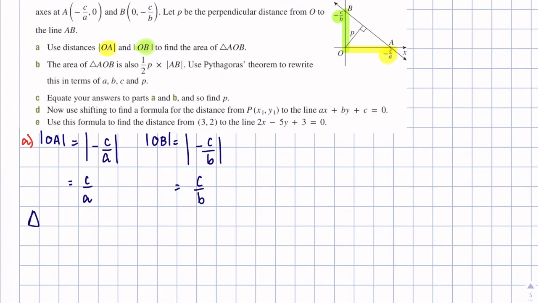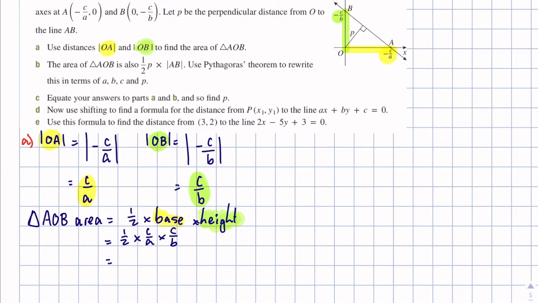The area of triangle AOB is half times the base times the height. It is just a triangle. The base is OA, which was C on A. The height is OB, which is C on B, which means we've got half times C on A times C on B. So the area is C squared over 2AB.